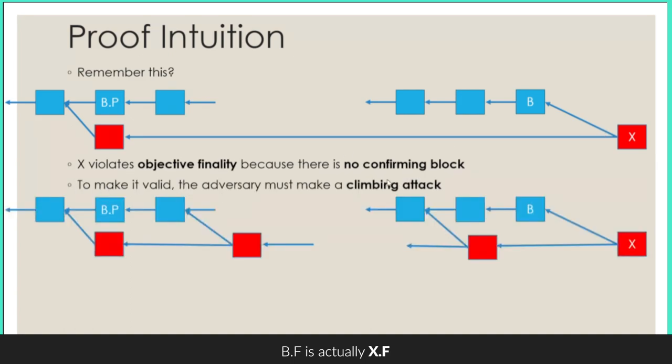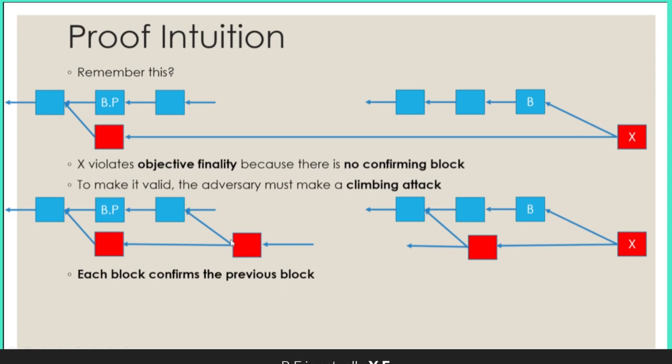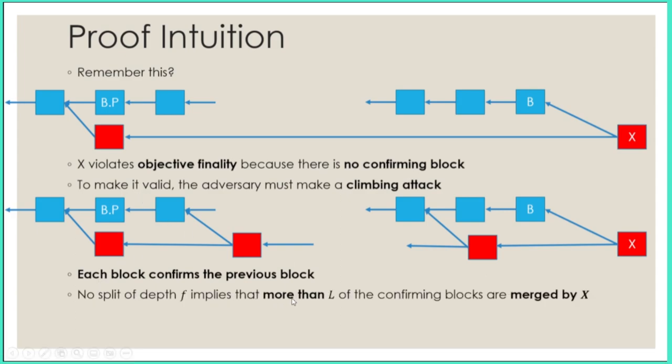So to make this thing valid, an attacker would have to create this climbing attack where it creates more and more and more blocks. But because we have this depth F, a lot of these blocks are not going to be in the past of B. So X merges too many blocks, more than L blocks, and then it would violate the bounded merge. If I say it in a sentence: if you don't have enough conferring blocks, you violate the objective finality. But if you do have enough conferring blocks, then you would have to merge too many blocks. So you lose either way. One of these rules would make you invalid.